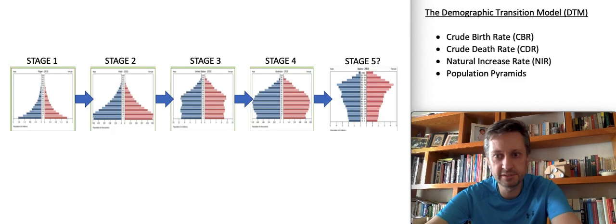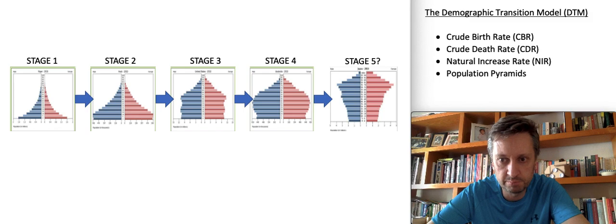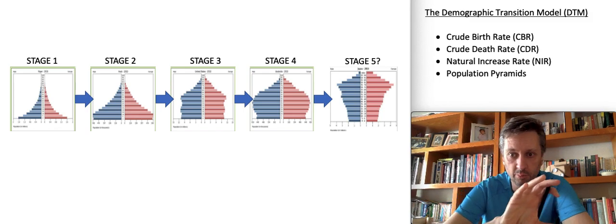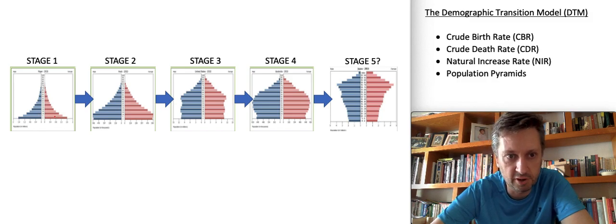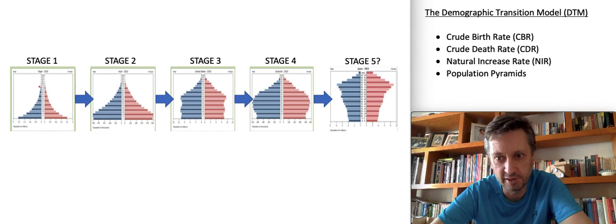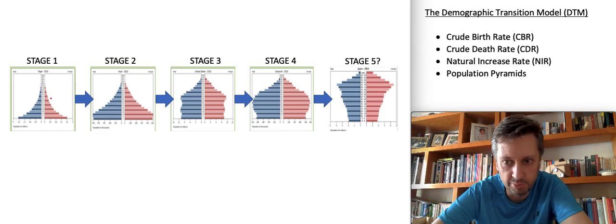You can also represent the DTM in terms of population pyramids. Very often you'll see a DTM model with the pyramid superimposed on the graphs we saw before. But basically it shows the same thing. So in stage 1, very high base, very large base of the pyramid, so therefore high birth rate, and very, very steeply sloping sides, which represent a very high death rate, and a birth rate that balances the death rate.